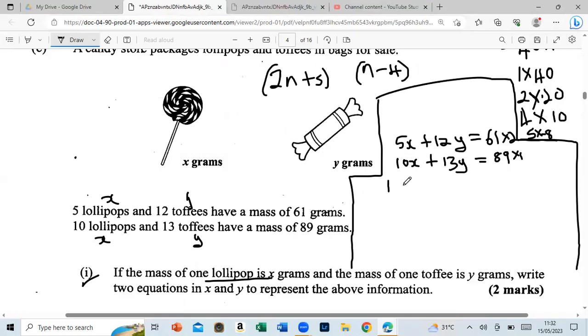So 10x, 2 times 12 gives us 24y, and then 2 times 61 gives us what? 2, 6, 12. So that's 122. Alright, next we're going to multiply everything by 1. 1 times 10, that's 10.